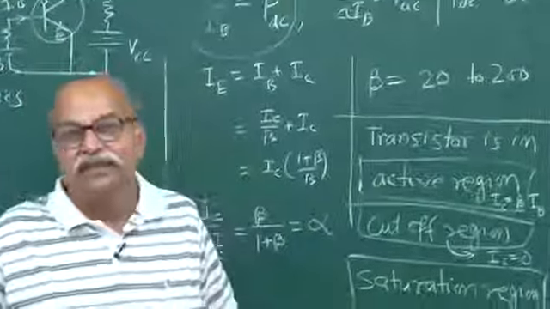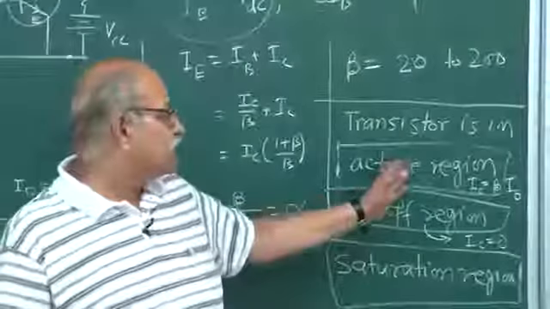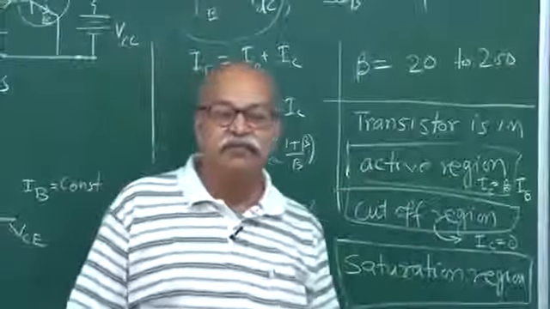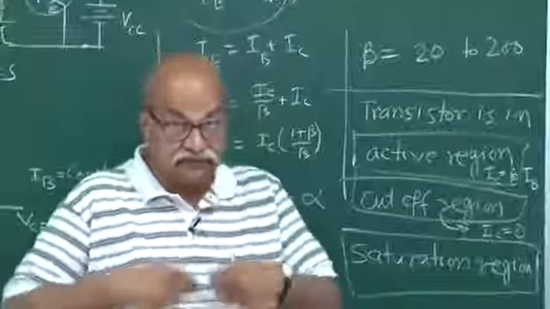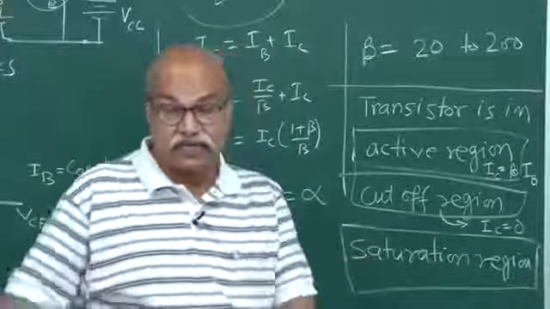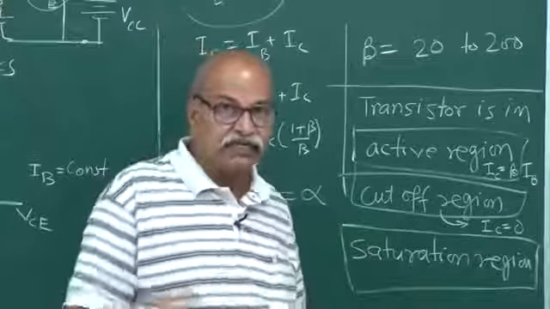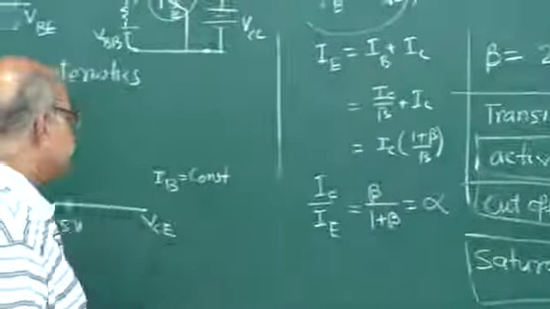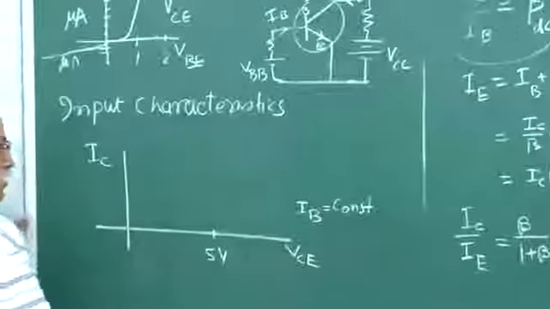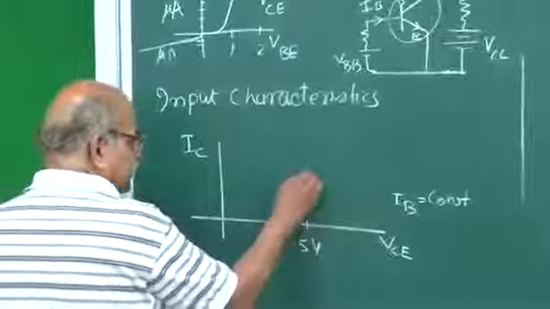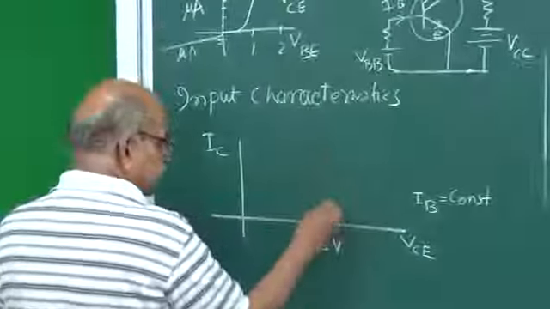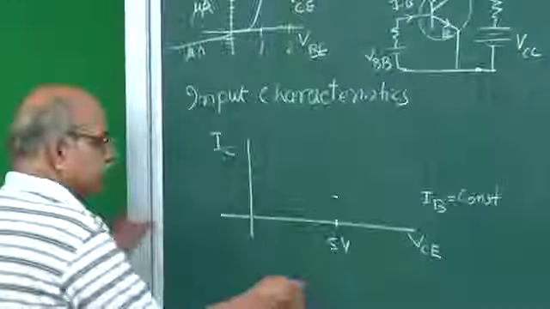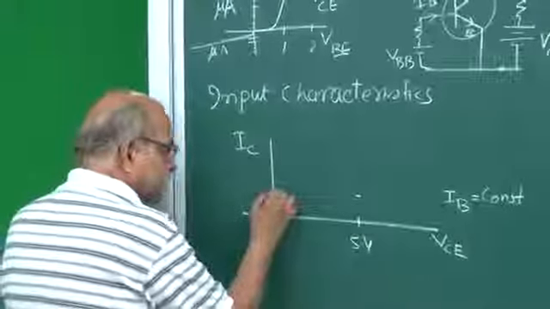In the cutoff region, there are no characteristics. So in the active region, what will happen? The collector-base junction is sufficiently reverse biased, so that it draws beta times that current IB. So it is drawing this much current, let us say, or I have to draw more characteristics. Let us say this one here, this much, this is the value of IC.